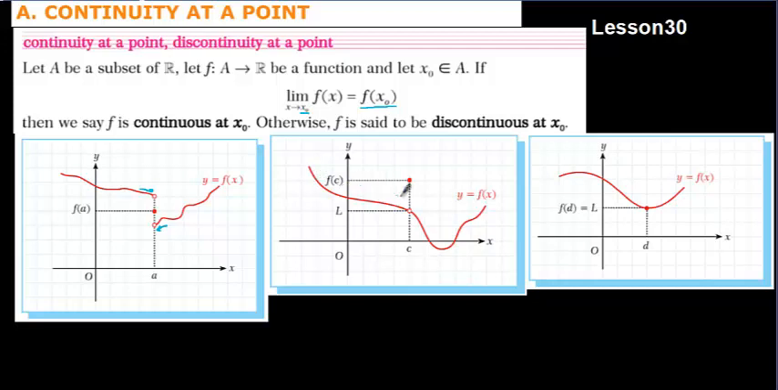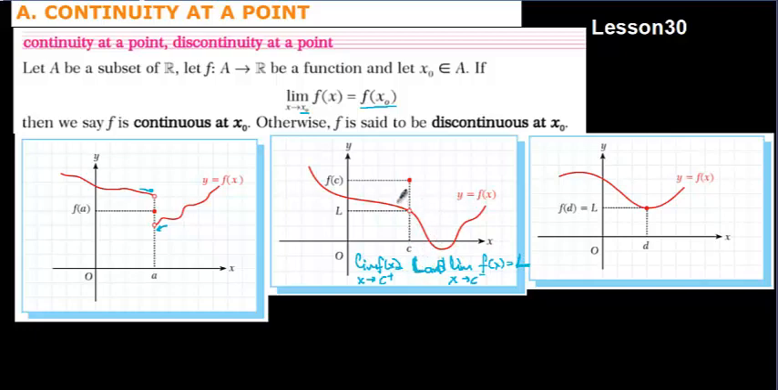Here the left-sided limit and the right-sided limit are the same, but the function value at the point c is different. Let me show this part. The limit of f(x) as x tends to c from the positive side is equal to L, and the limit of f(x) as x tends to c from the negative side is equal to L again. Left-sided limit and right-sided limit are equal to each other.